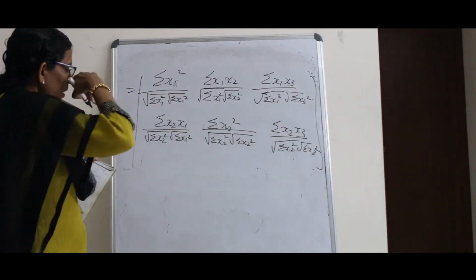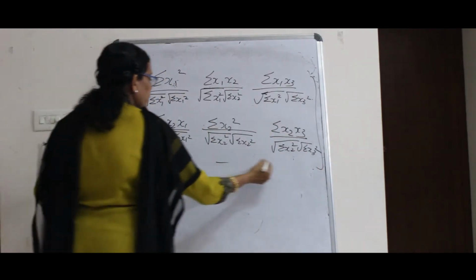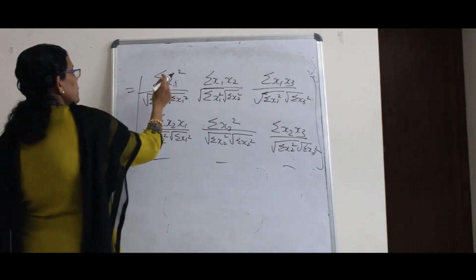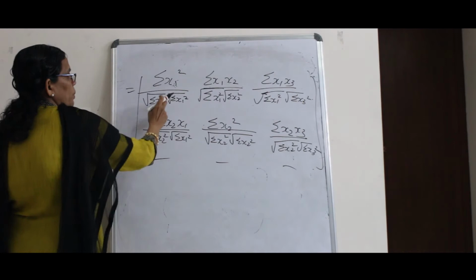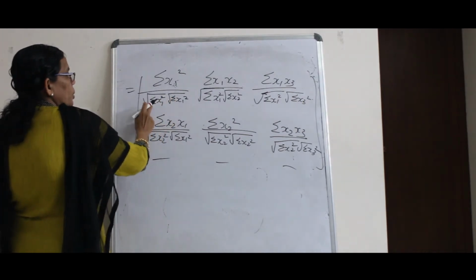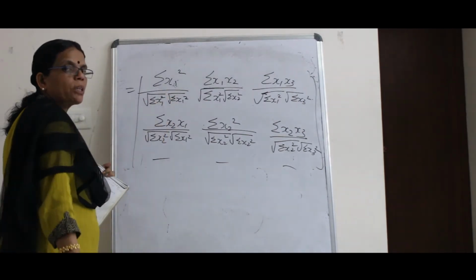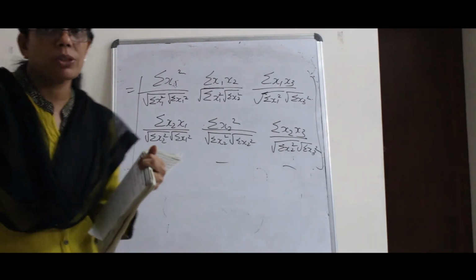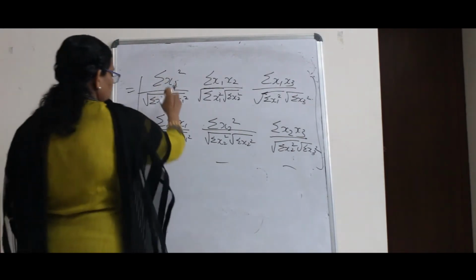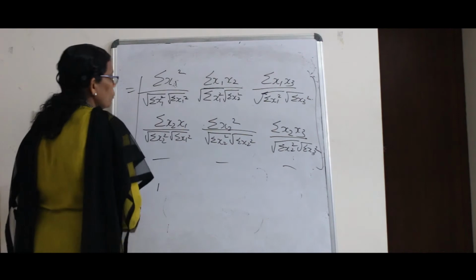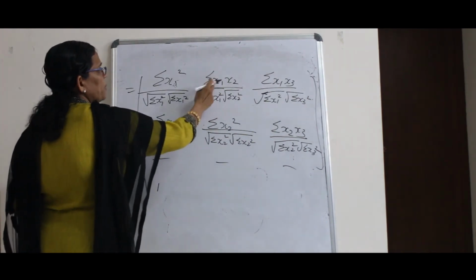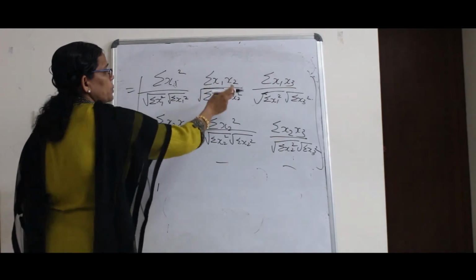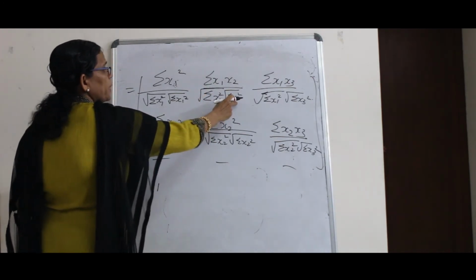And now the third term you can write. I am not writing it. Now what is this? Sigma x1 squared divided by square root of sigma x1 squared into square root of sigma x1 squared. Square root of sigma x1 squared into square root of sigma x1 squared is sigma x1 squared. So sigma x1 squared and sigma x1 squared get cancelled. We will get this as 1. What is this? Sigma x1 x2 by square root of sigma x1 squared into square root of sigma x2 square.